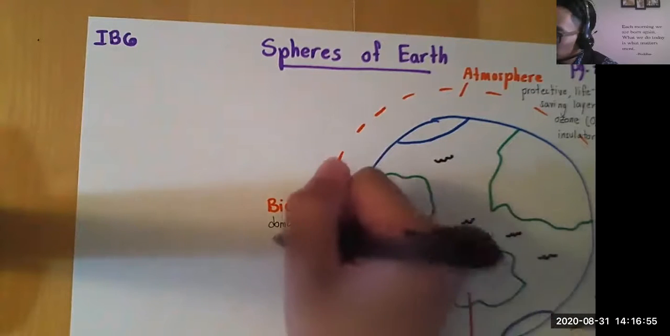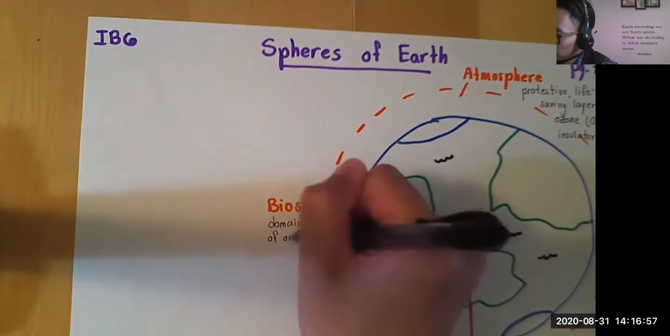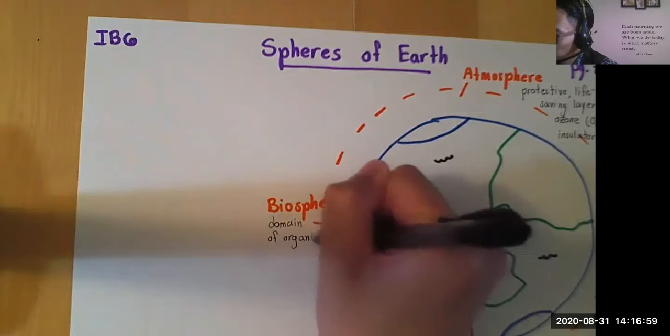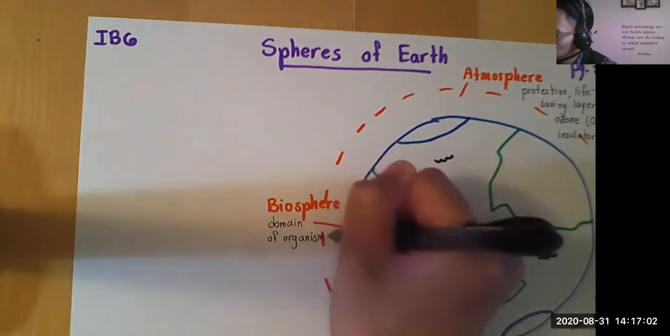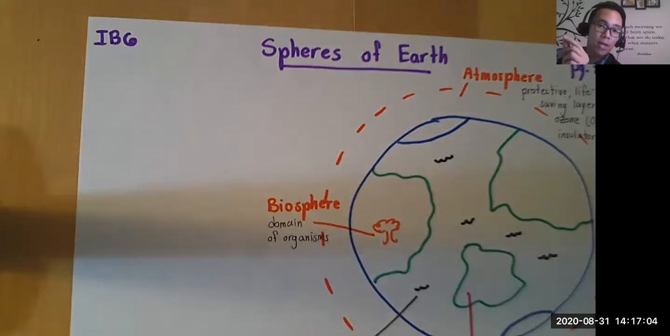So the biosphere is the domain of organisms. Everything from a bacteria, everything as small as a bacteria to as big as a blue whale. Fun fact, the blue whale is the largest organism to have ever lived, as far as we can tell.